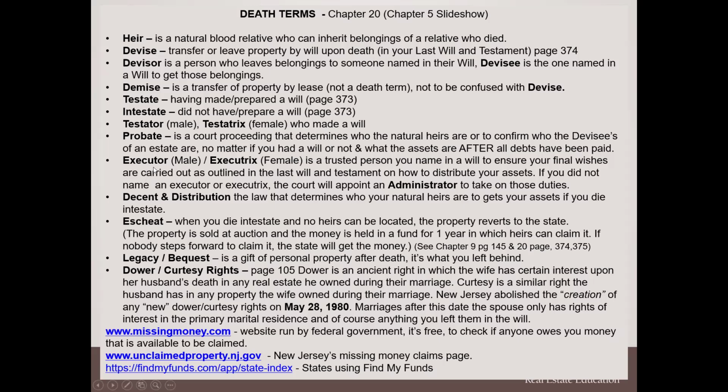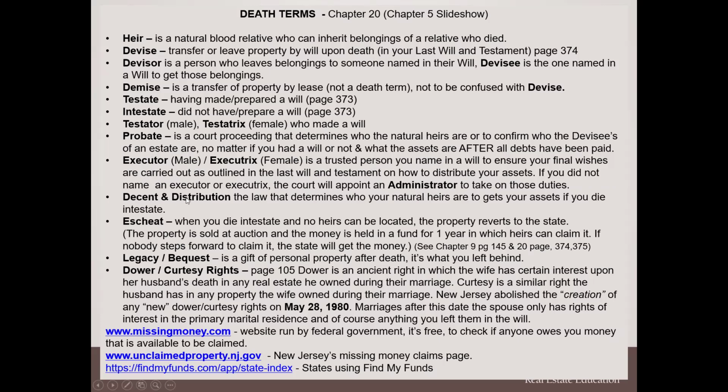An executor, probate, we just went over that. Executor is a man, executrix is a female, who's a trusted person that you named in the will to make sure that your last wishes are carried out according to the will. And if you didn't name somebody to be an executor or executrix, the court will appoint an administrator to handle those duties.